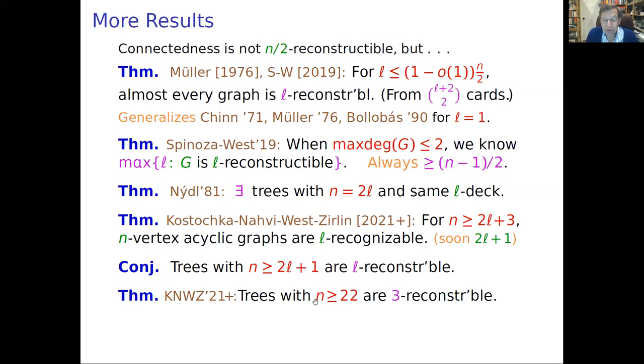So again, what about small L? We've been able to show that trees with at least, I think it's 22 vertices, are 3-reconstructible. And there's a little number over here, 64. That's the number of pages in the proof of this result. We have a very long proof that trees with at least 22 vertices are 3-reconstructible. But the answer should be 7.